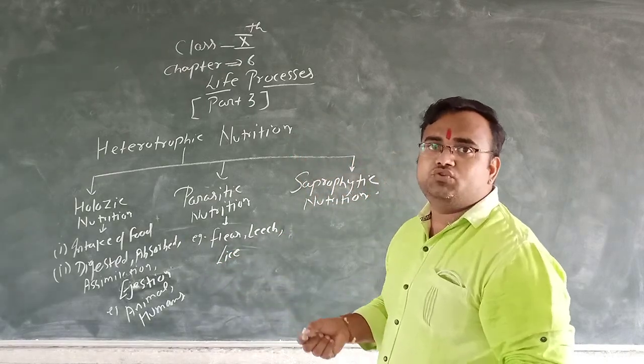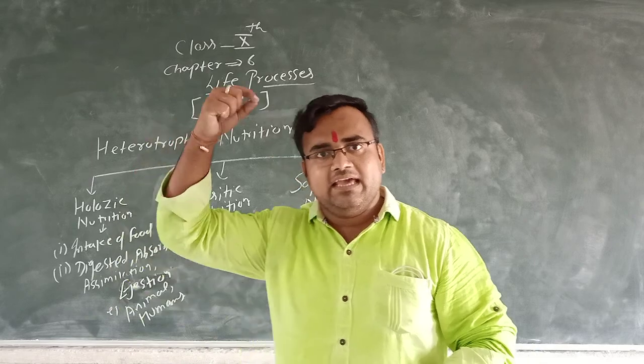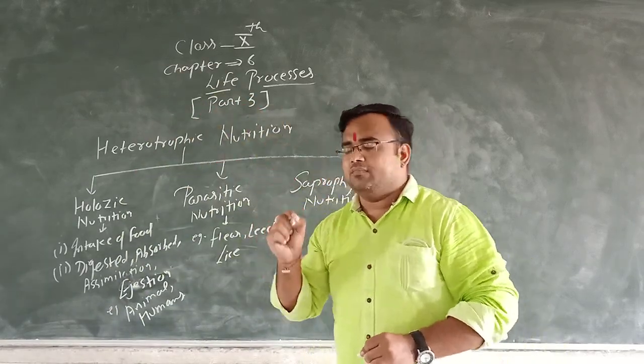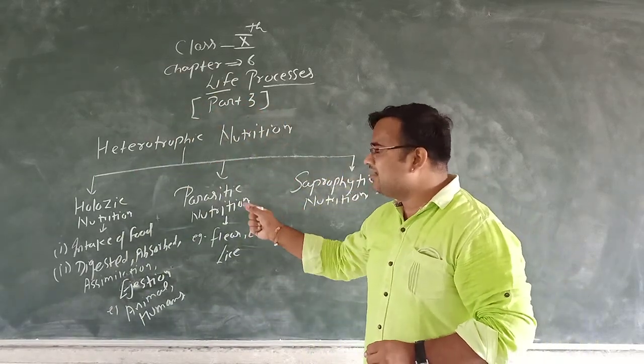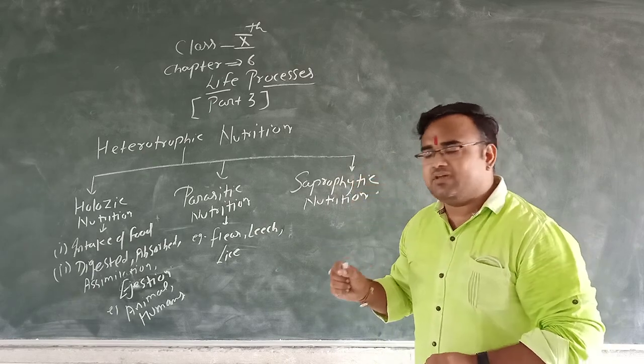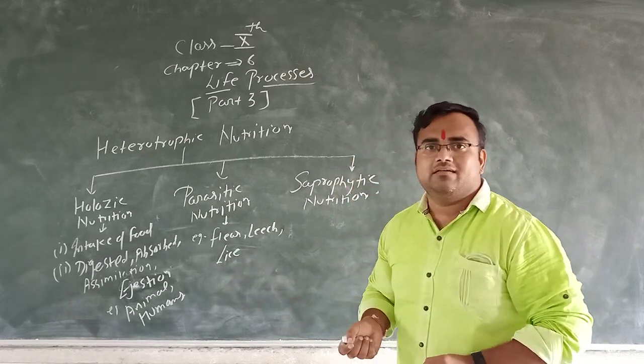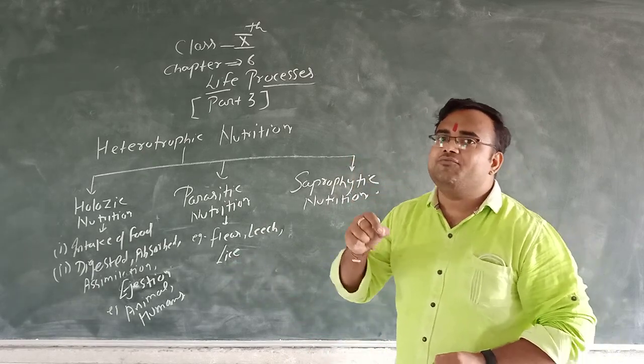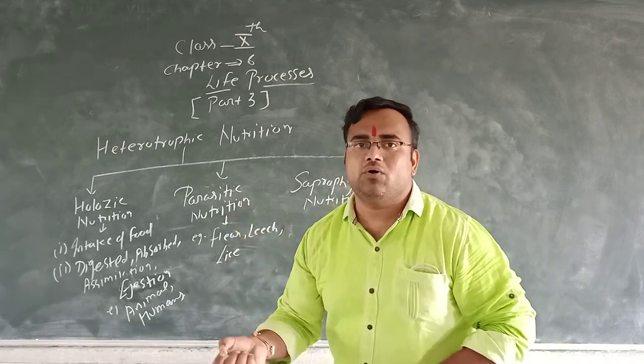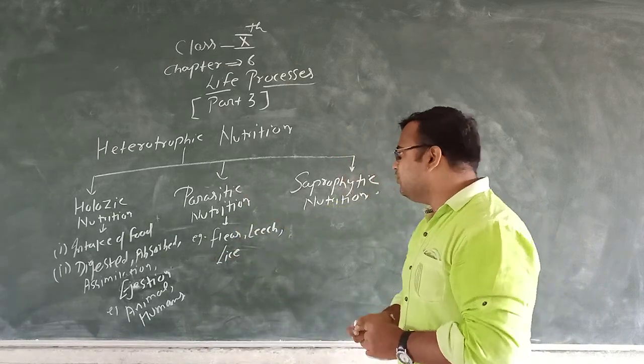Lice means what? June. In our hair, some organisms, some parasites, small insects we can see, that is known as lice. They are dependent for their nutrition on another living organism. It is parasitic mode of nutrition.